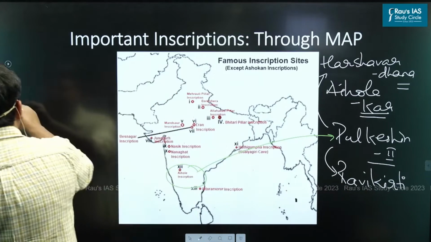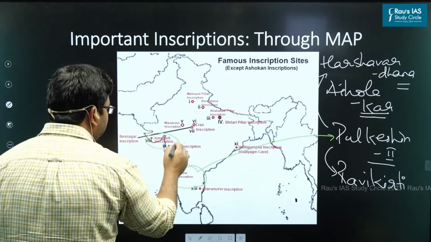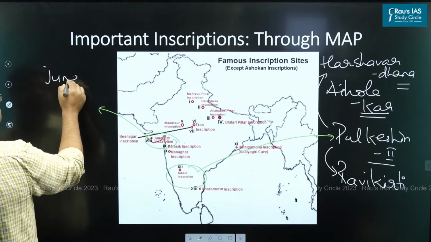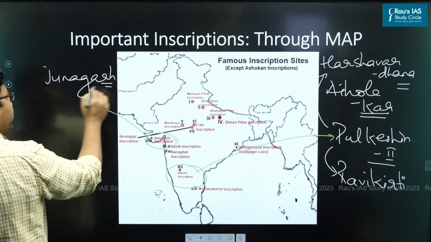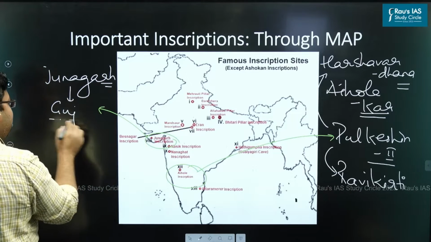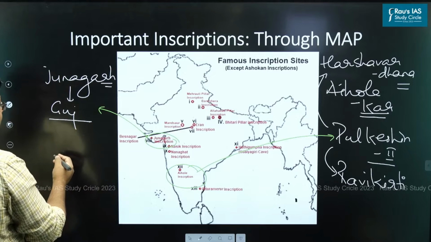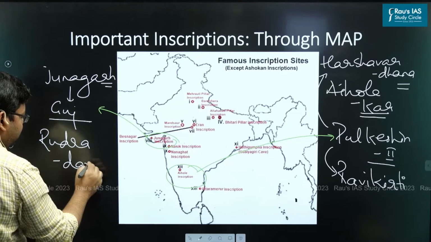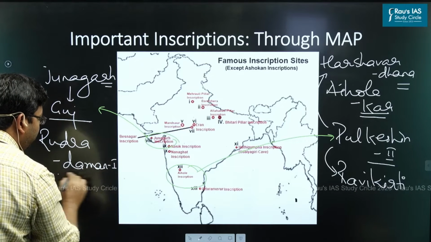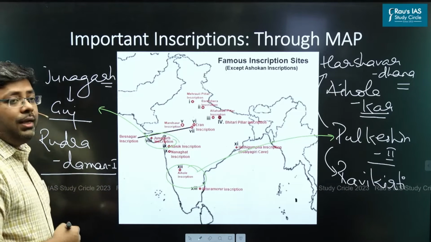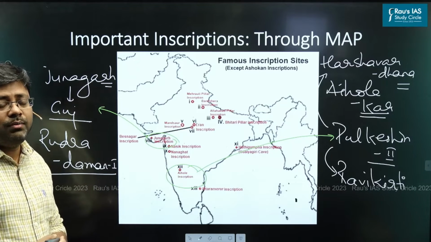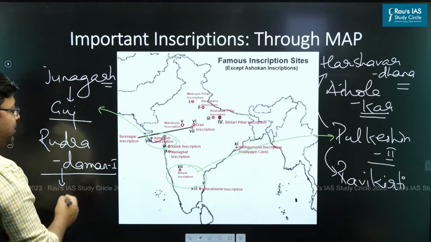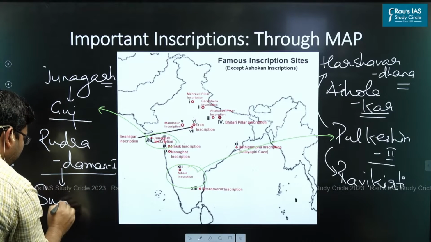Again, a super important inscription is the Junagarh inscription. The Junagarh inscription is in Gujarat, and it is from the time of Rudradaman I. Rudradaman I was a Shaka ruler, and the most famous Shaka ruler was Rudradaman I. The inscription also gives the detail that Rudradaman I repaired a lake that was called Lake Sudarshan.